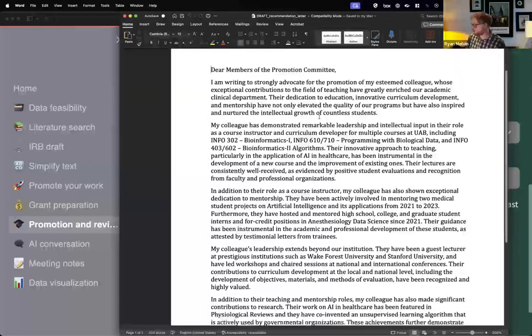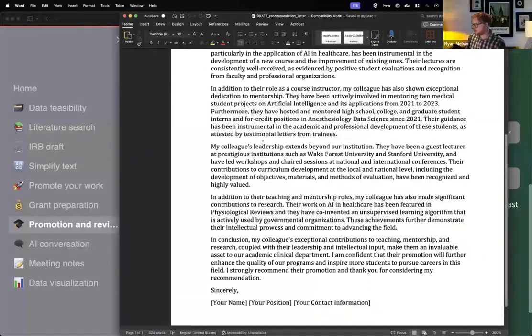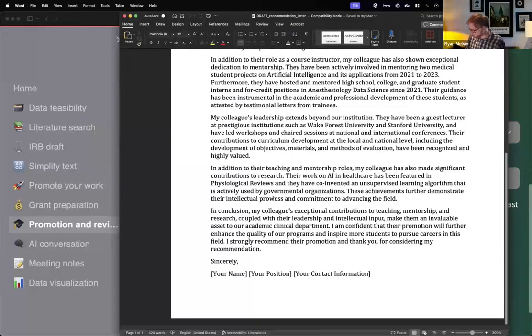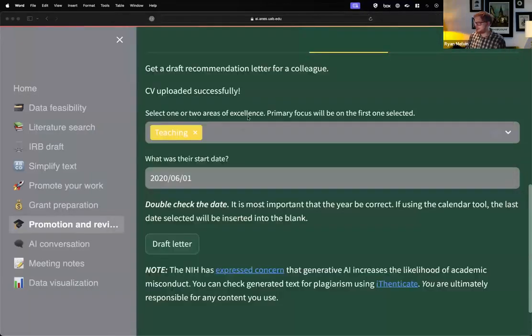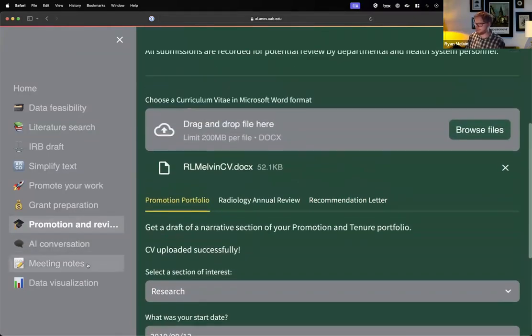So this is the letter it drafted for me. It talks about some of the courses I've taught. It talks about some of the guest lectures I've given. And these all seem generally true. Okay. Again, it can also help you put together your narrative portfolio. It's a cool thing you can do.